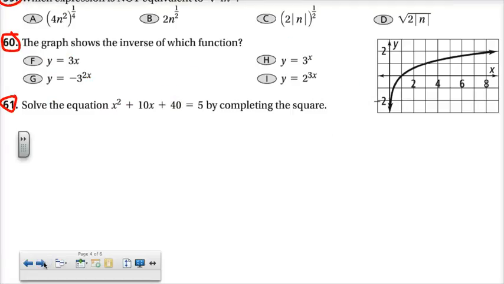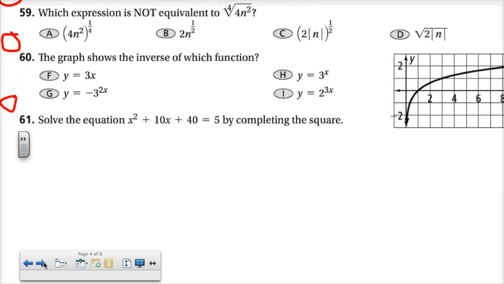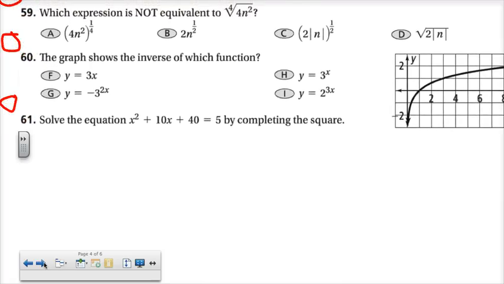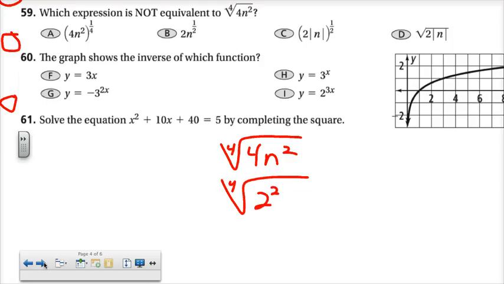Number 59 says, which expression is not equivalent to, and you guys can't see that because that is too high. There we go. Which expression is not equivalent to the fourth root of 4n squared? Well, the first thing that I don't like about this is using a base of 4, because you can use a better base for that, a smaller base, and that's 2 squared.